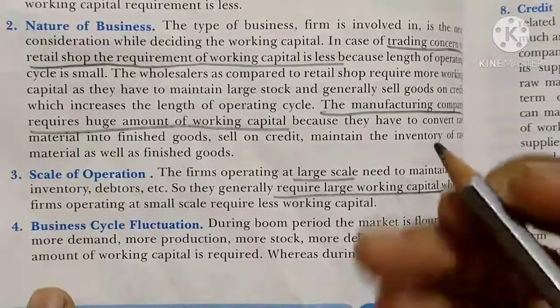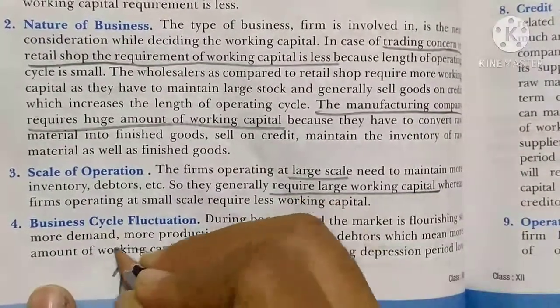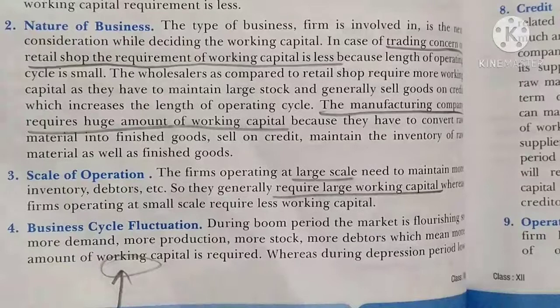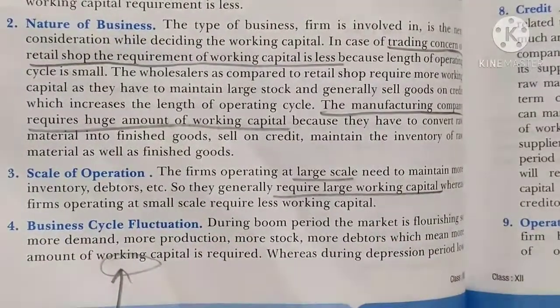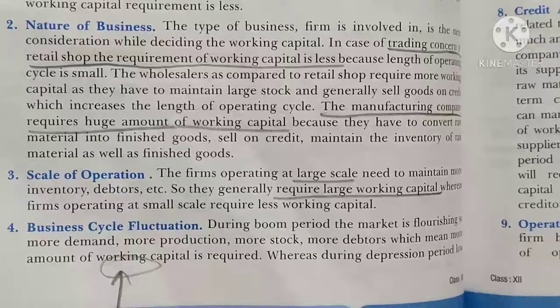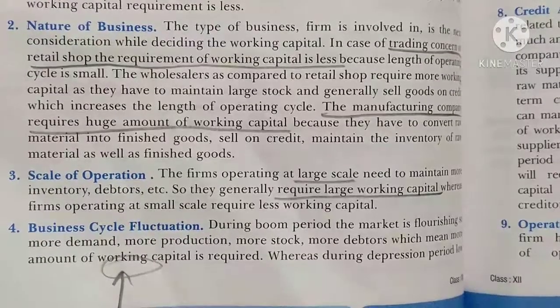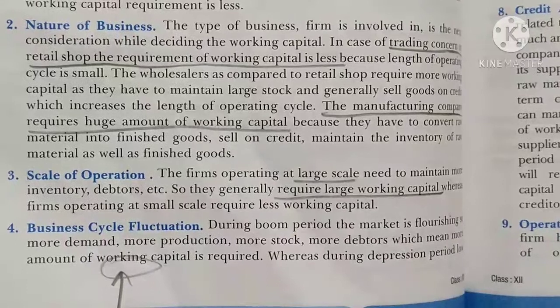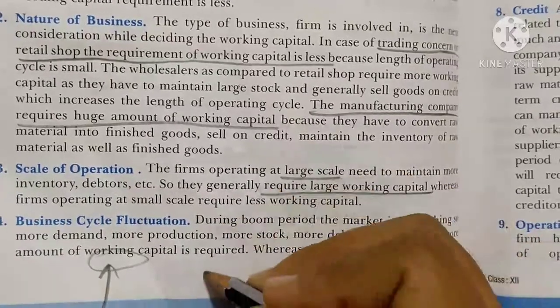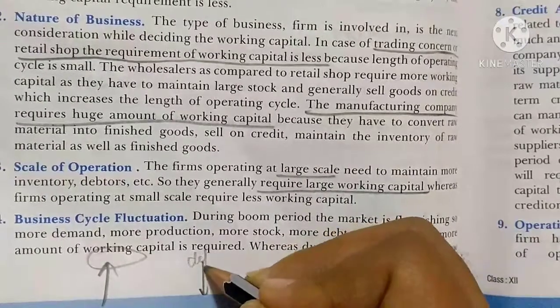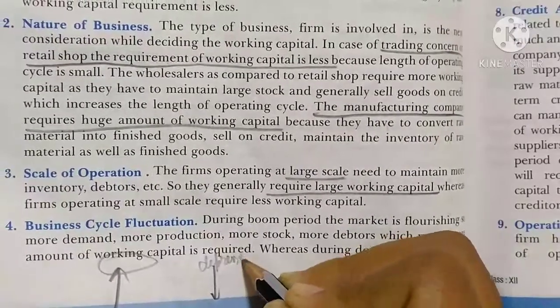Business cycle fluctuation. If it is a boom period, it means good market conditions, then they need more production, because there will be more demand. If the market is in a boom period, there will be more demand for goods. More demand for goods leads to more production, and more production leads to more working capital. But in case of depression in the market, there is a need of less working capital.